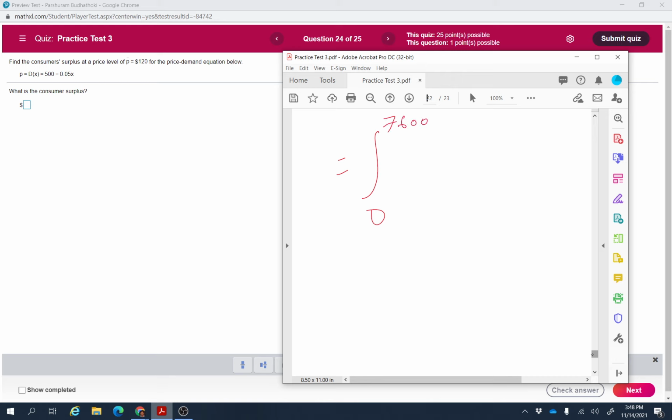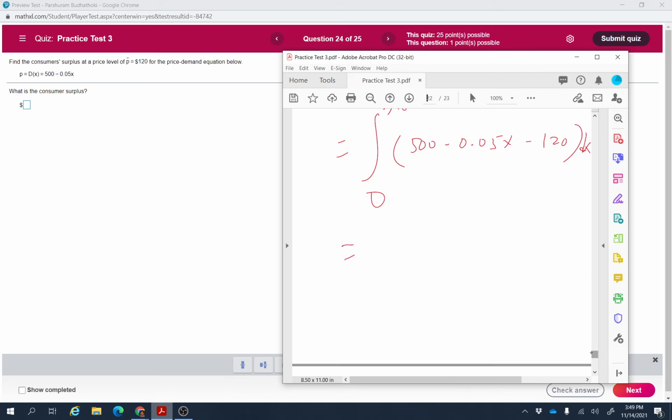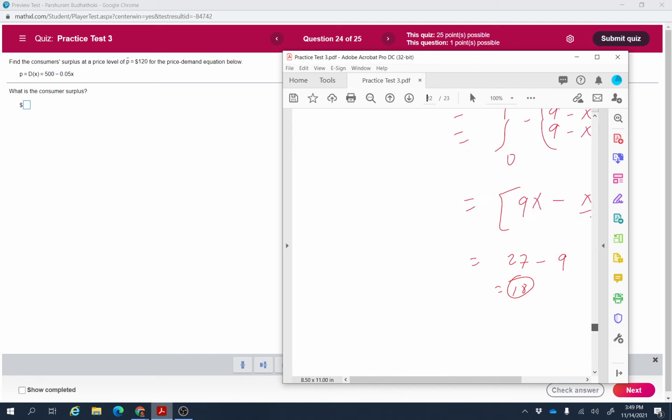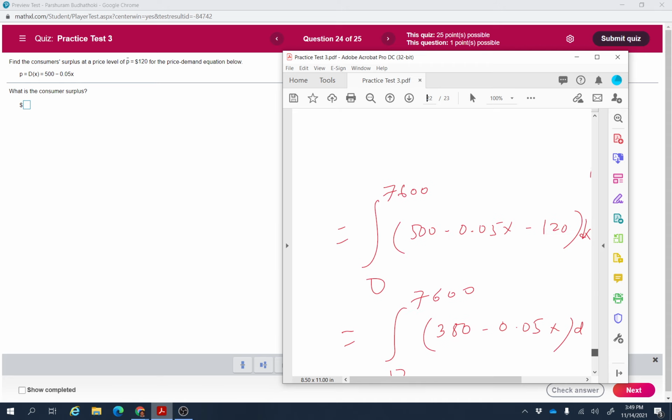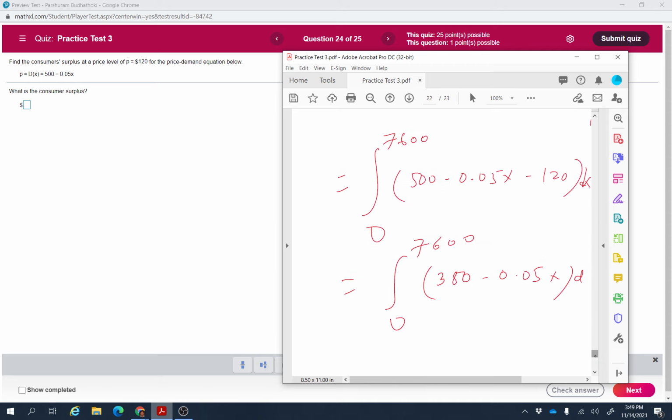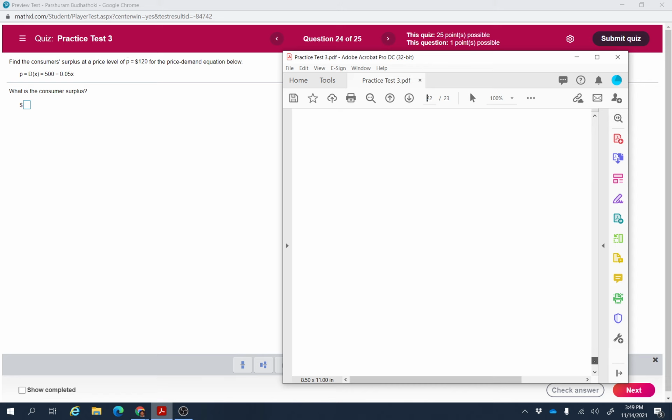So you have to find the integration from 0 to 7600 of 500 minus 0.05x minus 120 dx. That's what we have given here. P prime means 120. So if you just simplify this, it would be 380 minus 0.05x dx. Now we can find out the integration by using the fundamental theorem, which will be 380x minus 0.05x squared divided by 2, from 0 to 7600.